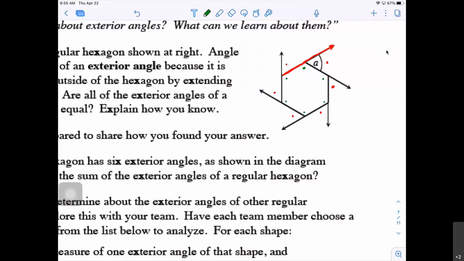All right. Let's start with the interior. The green angles are all equal. Together they total 720, which means for each one we divide by 6. Each one of these angles is 120 degrees.